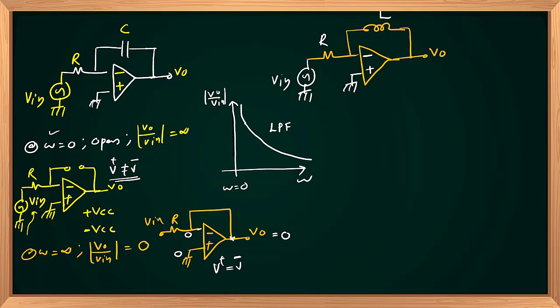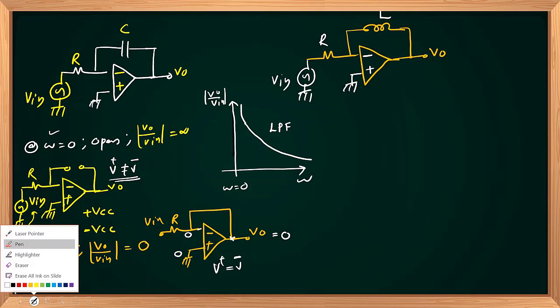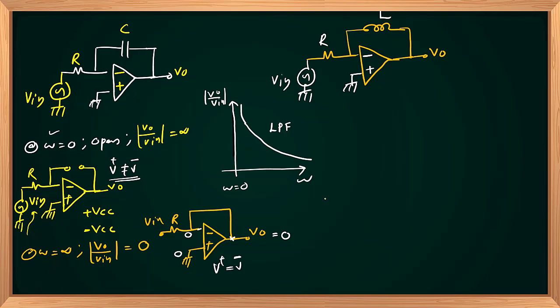We cannot define the cutoff frequencies because the maximum gain is infinity. If you are looking at the second circuit, at omega equal to 0, the inductor acts as a short circuit, hence V out equal to 0.